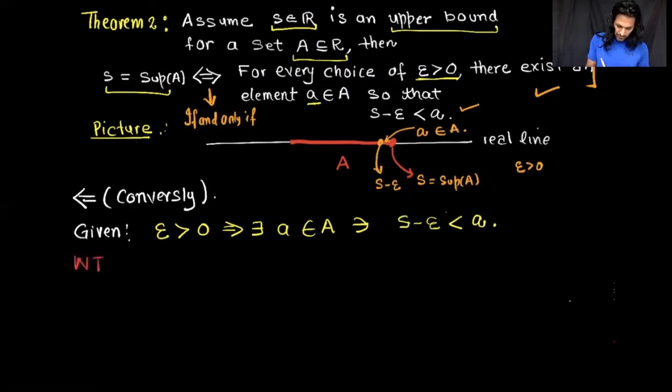And what we want to show is that S is equal to the sup of the set. S is the supremum of A. So if we want to prove that S is the supremum of A, that means we need to prove the assertion of the definition of the supremum of a set. So there are two assertions of the definition of the supremum of a set. So we need to prove basically number one, S is an upper bound.